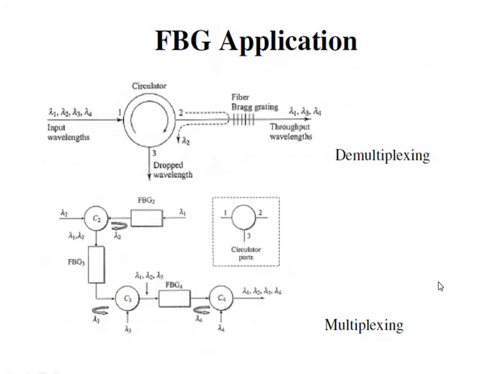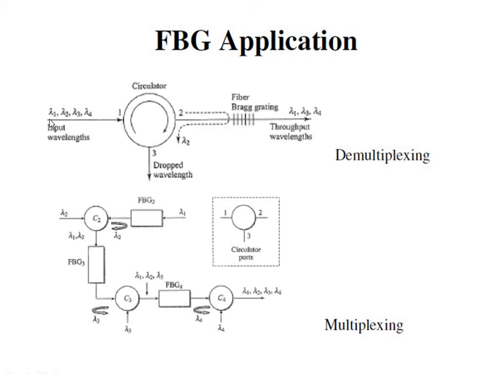So finally, speaking about the FBG application. In this first figure, we can see the concept of a demultiplexing function using a fiber Bragg grating. To extract the desired wavelength, a circulator is used in conjunction with the grating.